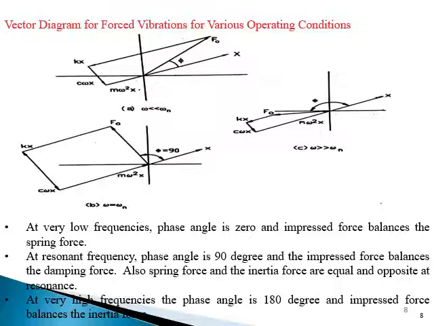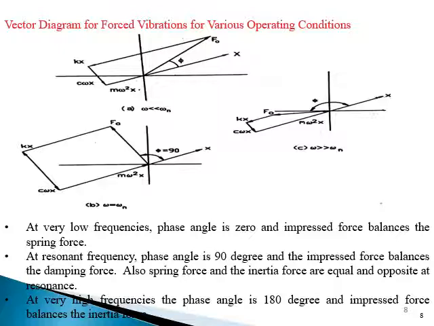When omega equals omega n, resonance will occur, and the phase angle is 90 degrees. Then F0 will be balanced by c omega x, and m x omega square will be balanced by the spring force. Therefore the impressed force is balanced by the damping force. Also, the spring force and the inertia force are equal and opposite at resonance.